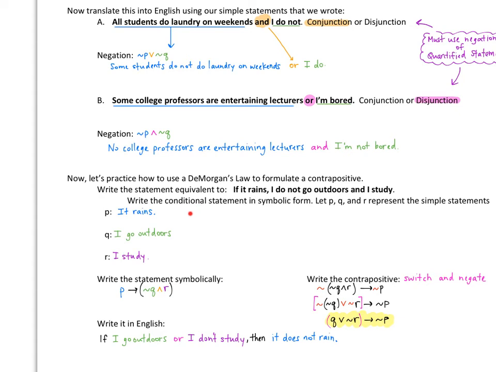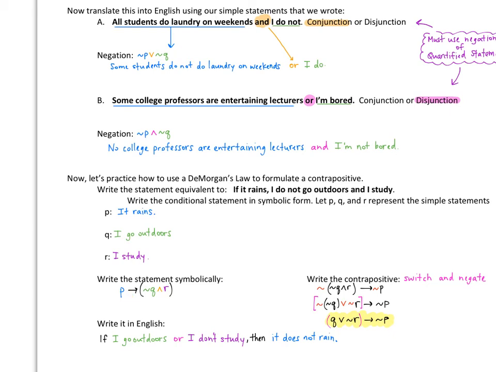So let's break up in terms of P, Q, and R. So let's let P be, it rains. Let's let Q be, I go outdoors. And R, I study. So if we were to write our statement in symbolic form, we would get P implies, and make sure you use parentheses around not Q and R, okay? Because this is the most dominant connective, that conditional statement.